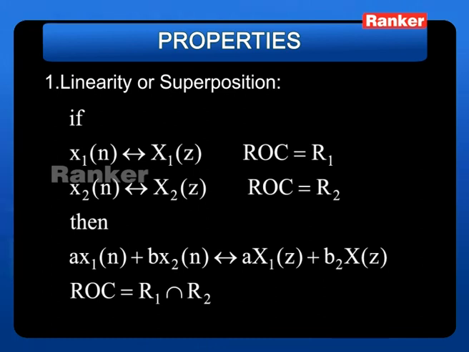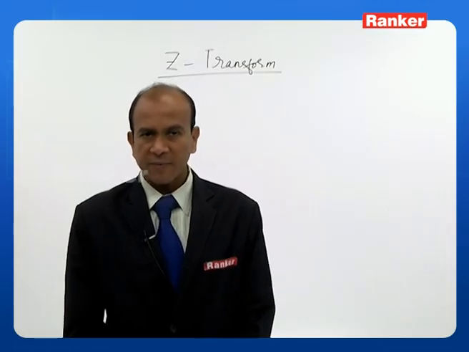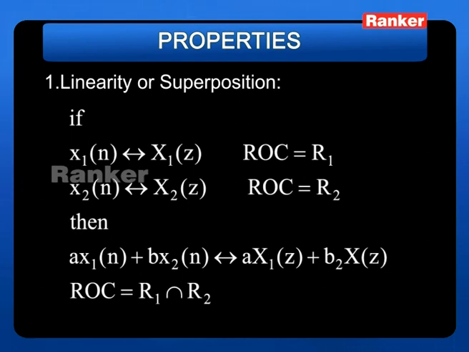So, here if x1 of n is a sequence having a Z transform x1 of z, and similarly x2 of n is a sequence having a Z transform x2 of z. The first one has an ROC equal to R1, the second has an ROC equal to R2. Then if I add these two, what happens? We will scale and then add. So, let us see this.